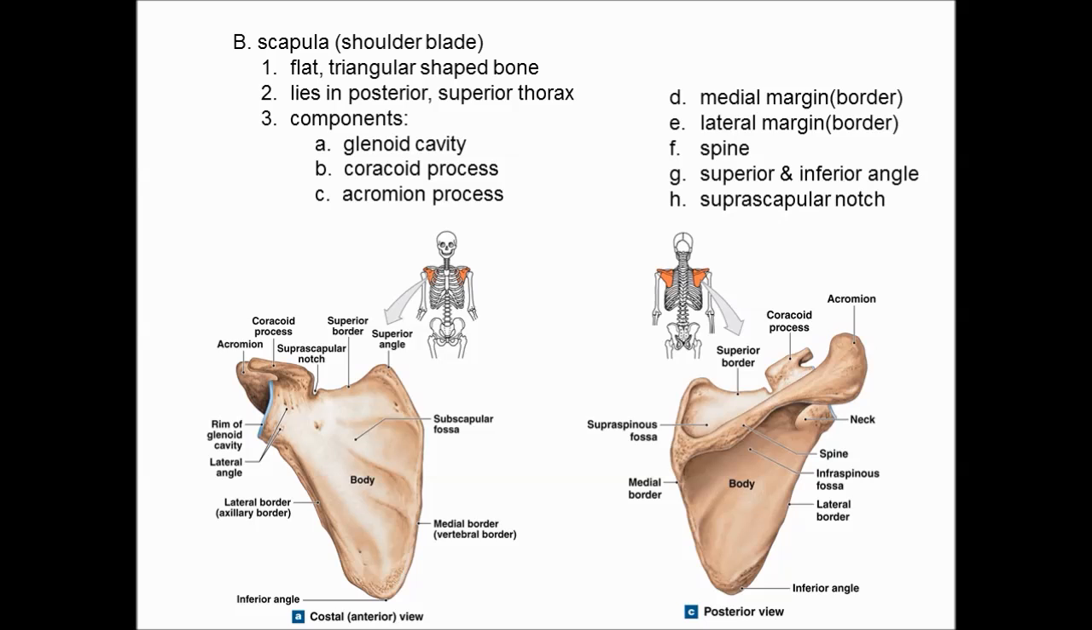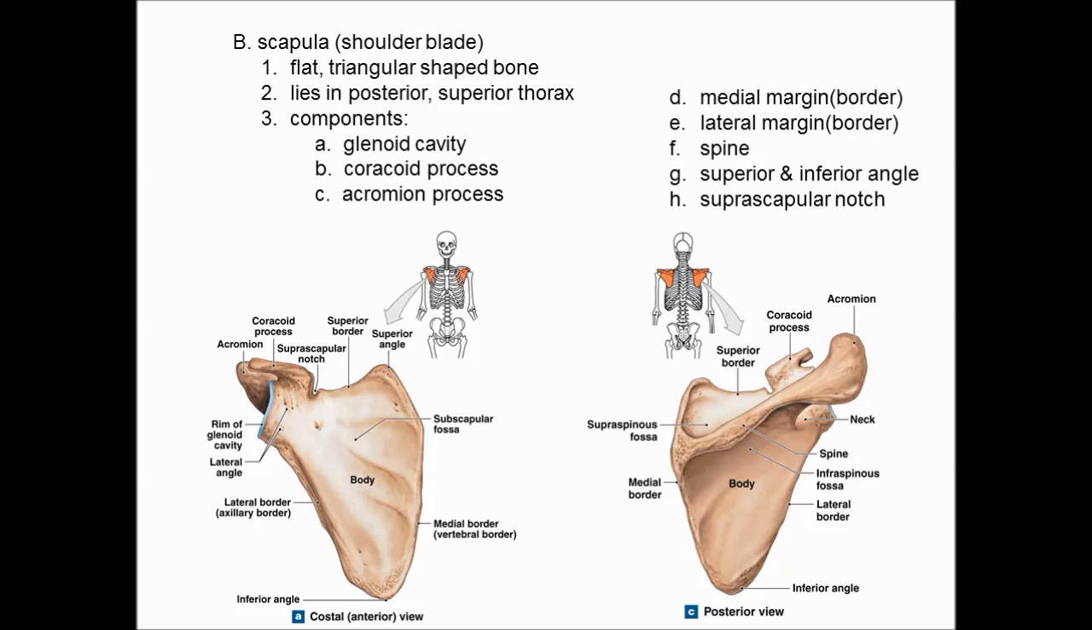The coracoid process extends behind that and is an attachment site for muscles. The acromion process we already mentioned is the lateral articulation site for the clavicle.